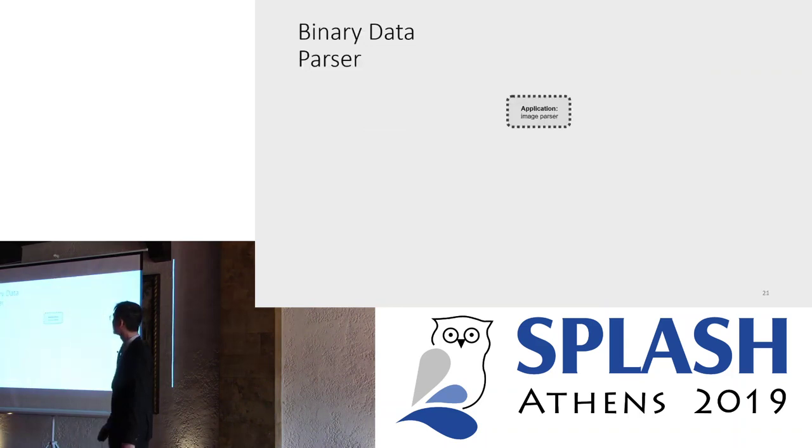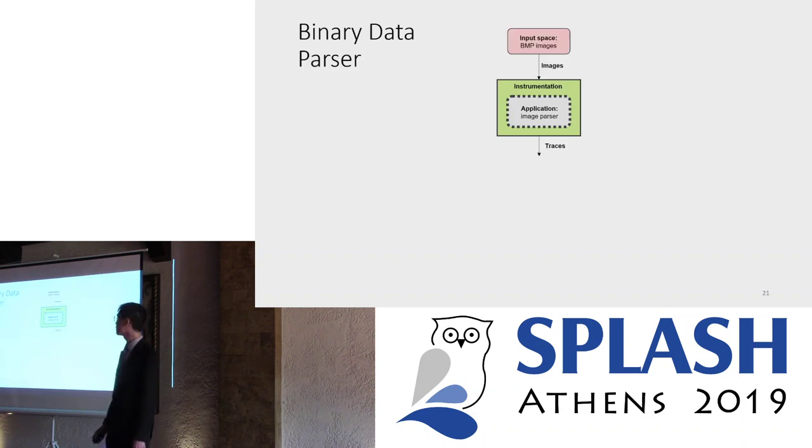Binary data parser works by having the original application in the middle, and we perform instrumentation. In our current prototype, it's compiler-based, but in principle, it can also be binary instrumentation-based. It's also given an input space, which is bitmap images, and we run the images through the instrumented program to obtain a series of traces.